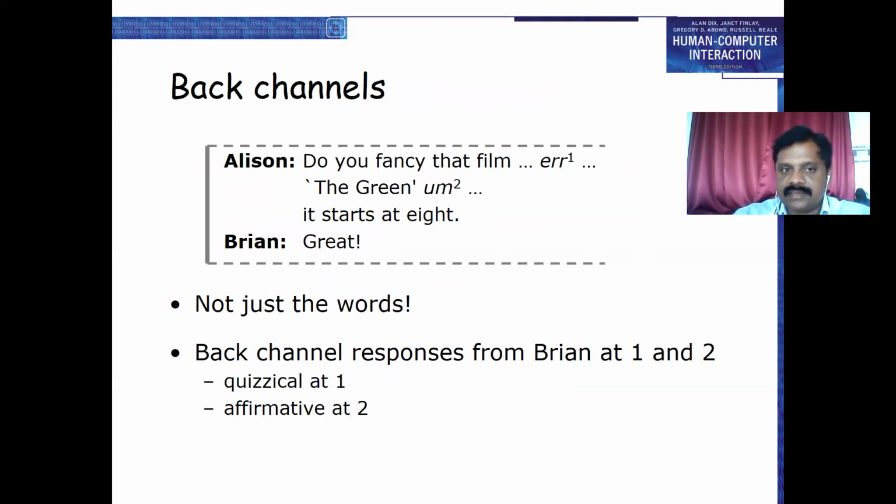Next, back channels. It is not just the words; back channel responses from Brian and Alison. Alison is one person, Brian is the second. 'Do you fancy that film?' 'Yeah, great.' Like that, they are having some conversation among them. So it is not just the words; they are expressing their emotions here.